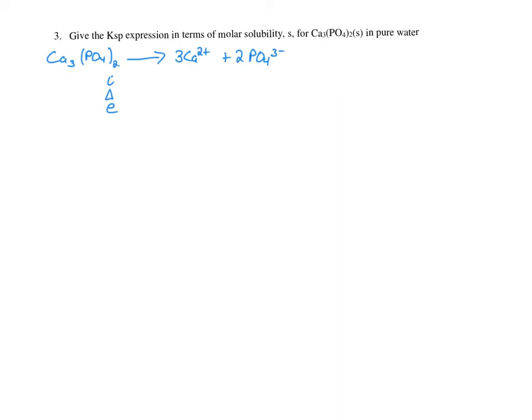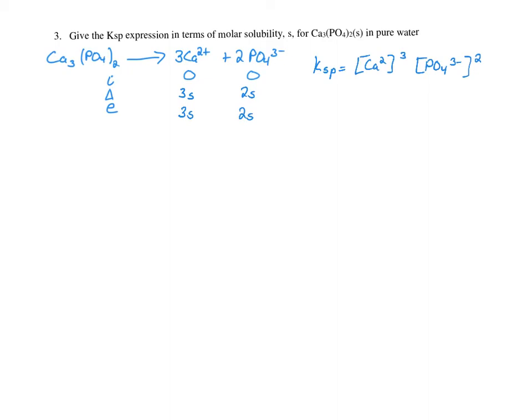Constructing the ice table, we have the dissociation reaction, and we recognize that before any of the compound dissolves, we don't have any ion in solution. When S moles dissociate, 3S moles of calcium ion and 2S moles of phosphate ion are released. Equilibrium is the initial plus a change, so that's 3S and 2S.